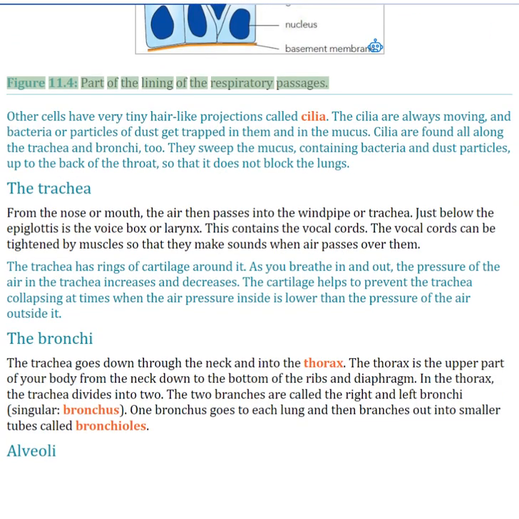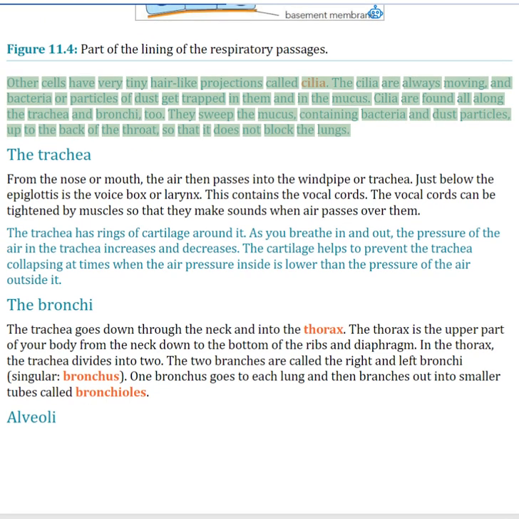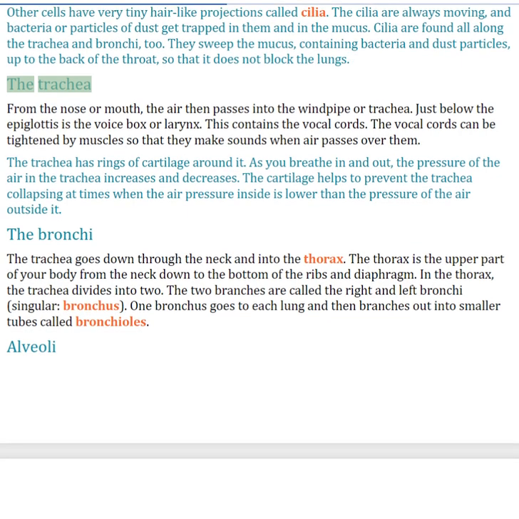Figure 11.4, part of the lining of the respiratory passages. Other cells have very tiny hair-like projections called cilia. The cilia are always moving, and bacteria or particles of dust get trapped in them and in the mucus. Cilia are found all along the trachea and bronchi, too. They sweep the mucus, containing bacteria and dust particles, up to the back of the throat, so that it does not block the lungs.